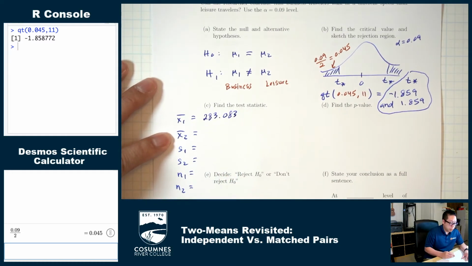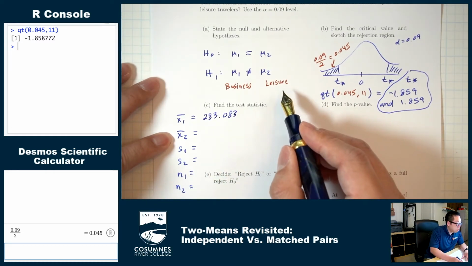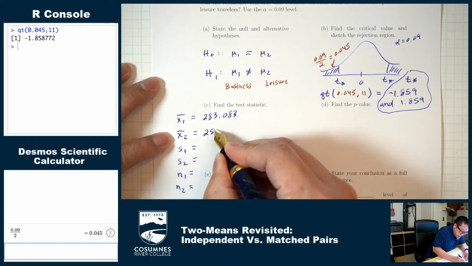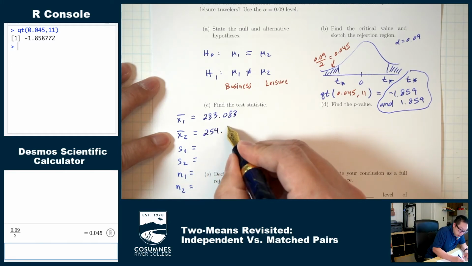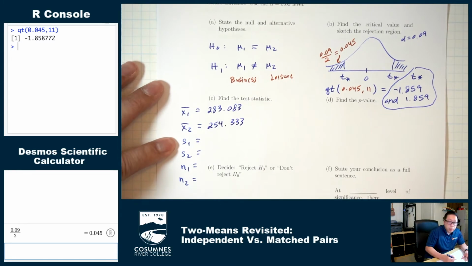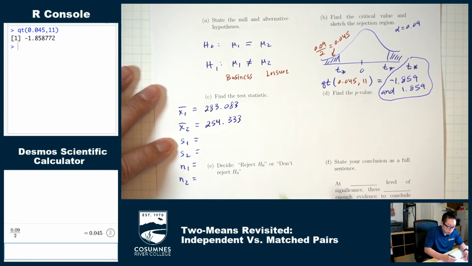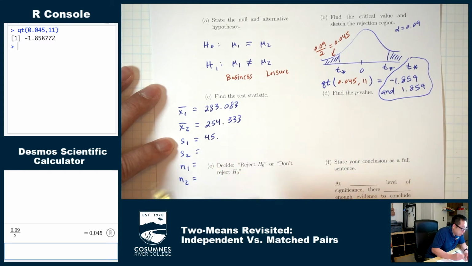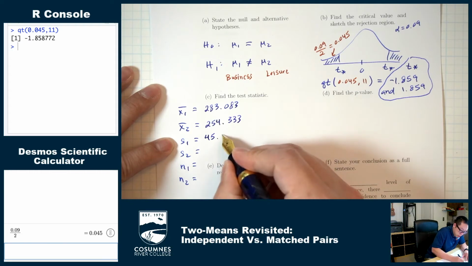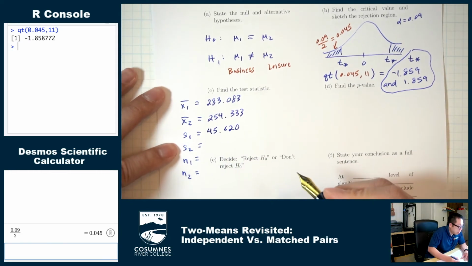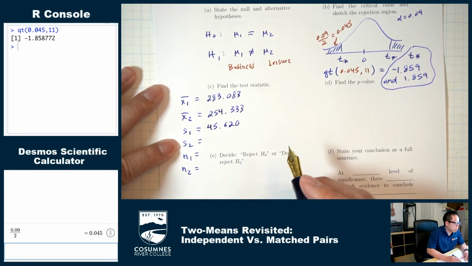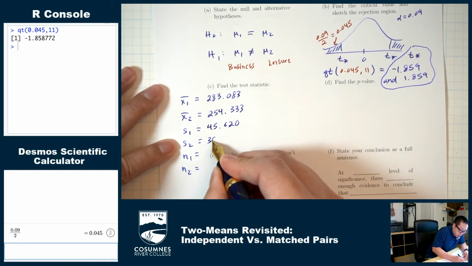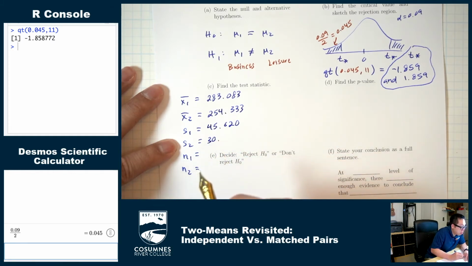X2 bar, that's the mean for leisure. That's going to be 254.333. S1, that's the standard deviation for business. Standard deviation for business was 45.620, rounded to 3 decimal places. S2, that's the standard deviation for the leisure. 30.110, rounded to 3 decimal places.